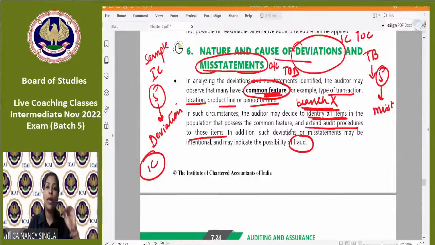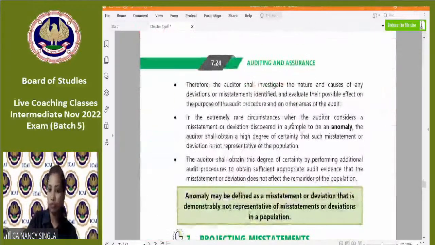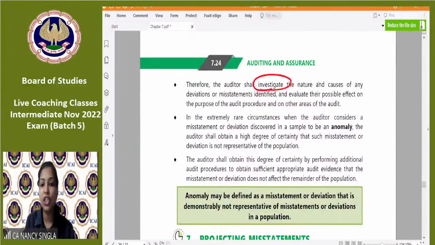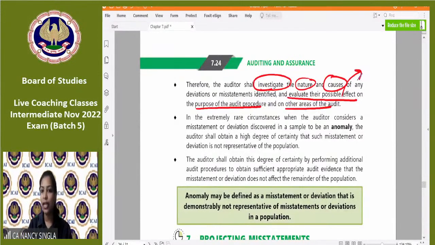ठीक है. So once auditor has identified deviation and misstatement, first of all he'll observe, is there any common feature? And if there is a common feature, he'll identify all such transactions. He will extend his audit procedures in order to see that there should not be an indication or possibility of fraud. He will investigate such nature and causes. Simple है ना? And evaluate their possible effect on the purpose of audit procedure and other areas. ऐसा तो नहीं है fraud है, ऐसा तो नहीं है traveling bills के साथ printing, stationery and wages, everything there is a problem. So other areas of audit. Clear? Is it clear? समझ आता है?